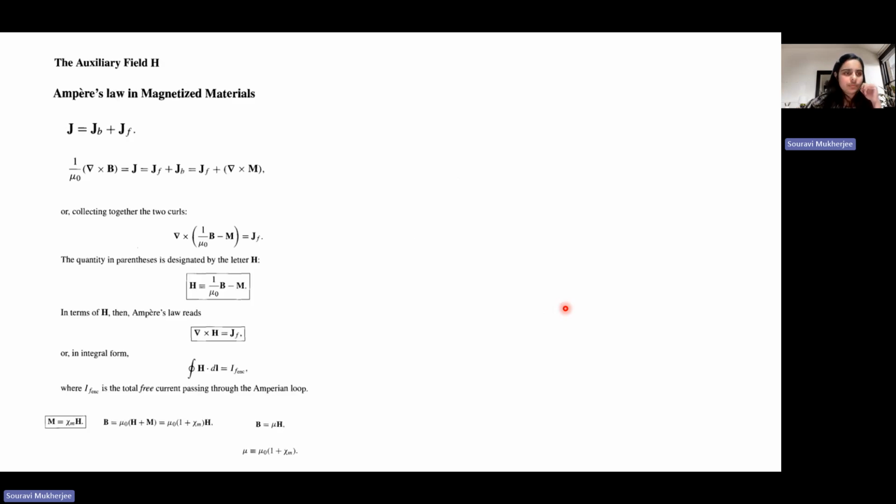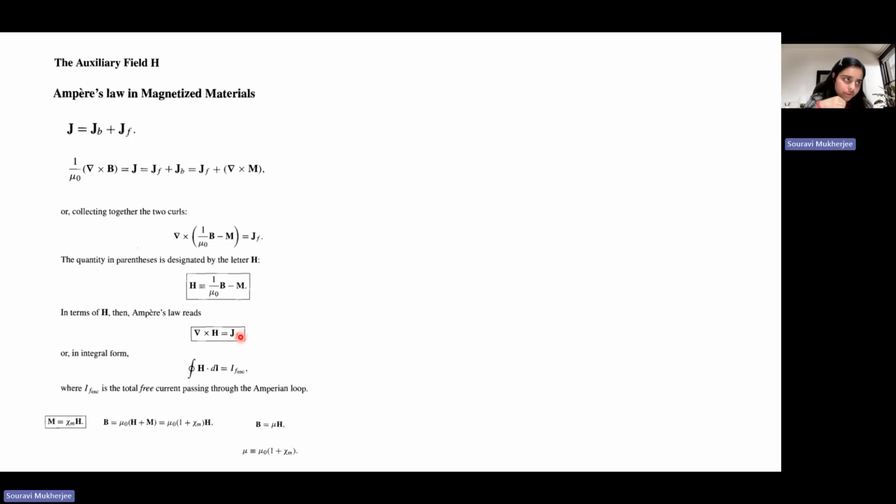Okay. So now if you want to write Ampere's law for magnetized materials, you can write J as J_B plus J_F, where J_B is your bound current and J_F is your free current. Again, the bound current is associated with the magnetization, while B here has contributions from both free and bound currents. So you can rewrite and get this term here. So here H is associated only with the free current.